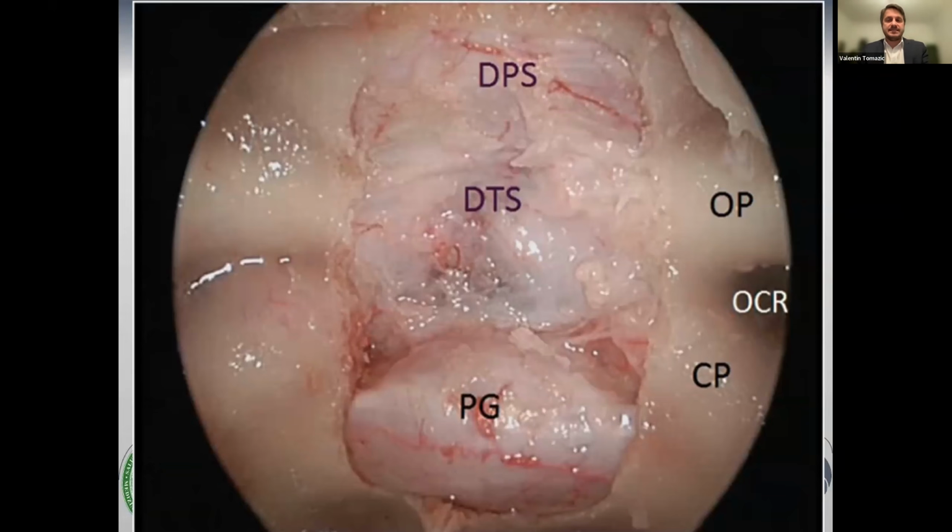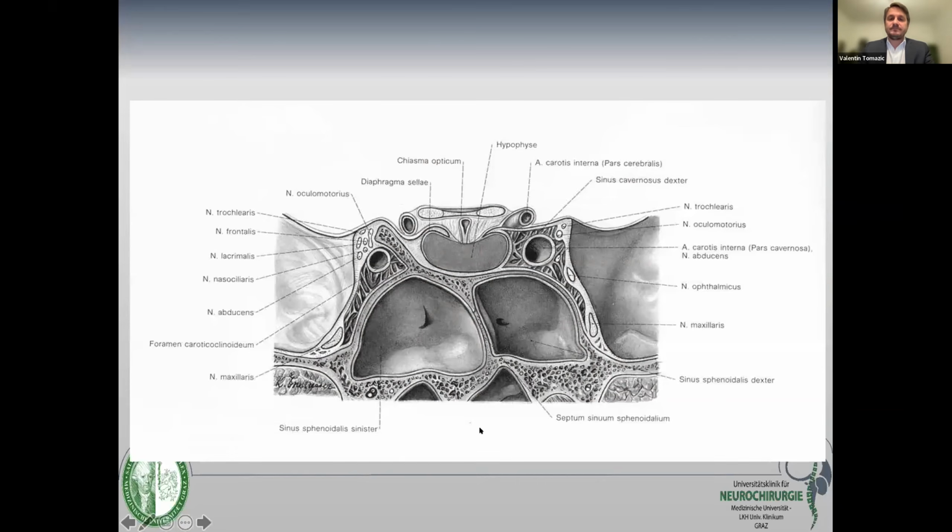So you can really nicely expose the dura in this part and also go into the suprasellar space, for instance, for highly upreaching adenomas to the third ventricle, or the classical approach that is really designed for this tumor would be for craniopharyngiomas.